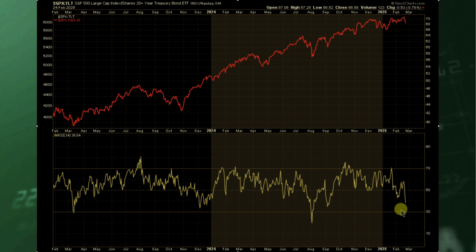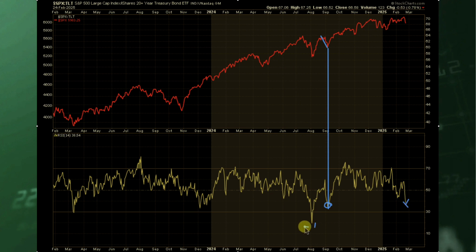We got 1 month, 2 month, 3 month, 4 month, 5 month, about 6 months here. And what you'll notice here is when we did get down into these areas, if I just draw a line up, what happened? Well, the S&P 500 actually saw some volatility to the downside. So we're kind of reaching into these extreme levels from this relationship.